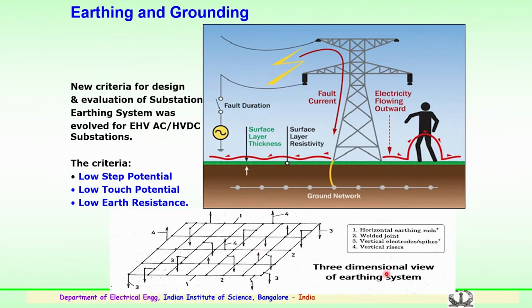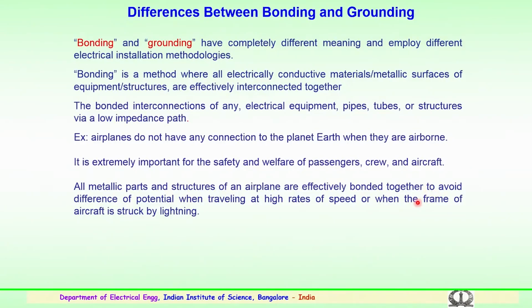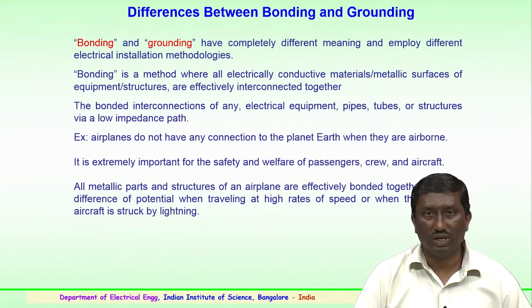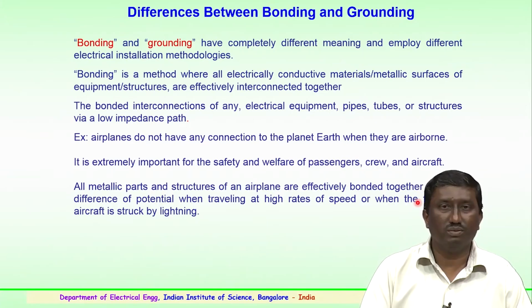For example, a 3-dimensional view of the earthing has been shown here. A proper design is planned and conducted depending upon several factors in the substation. Before going to the earthing or the grounding aspect, information about bonding, which we also hear at some instances.